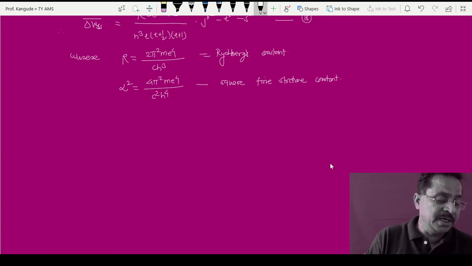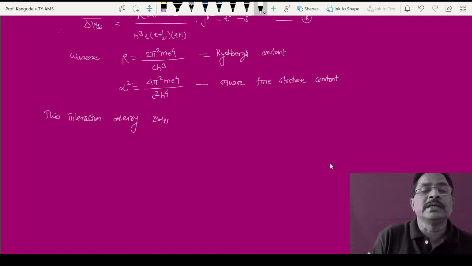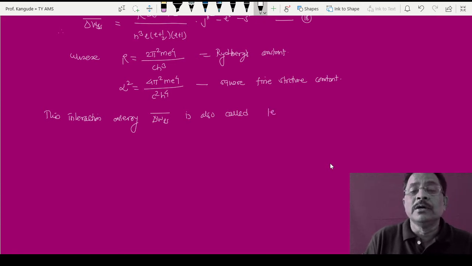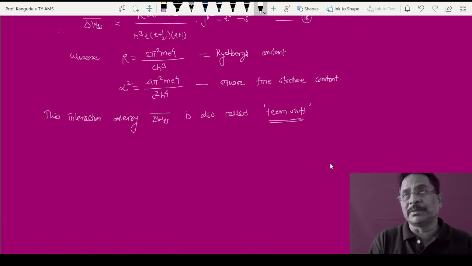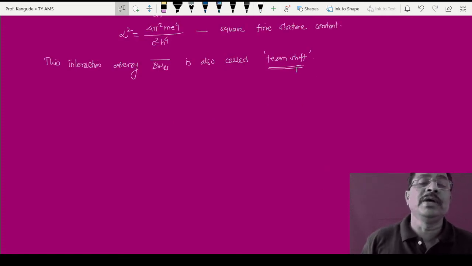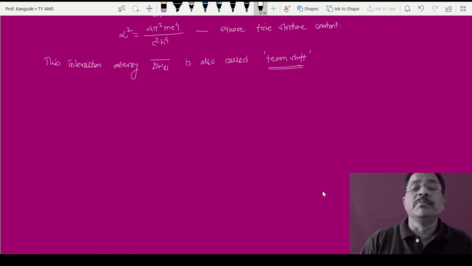Okay, this interaction energy, delta W_LS average or bar, is also called another term, term shift. And now this is a very common word we are going to use further in all the chapters, 4, 5, and everywhere. So this average interaction energy delta W_LS bar is called term shift, and give this number to this equation.